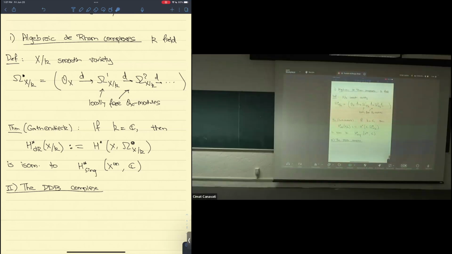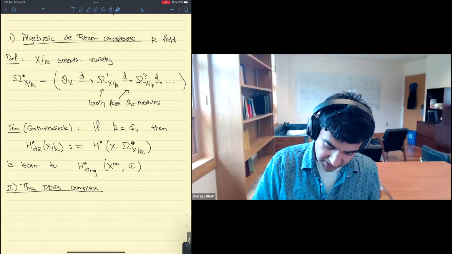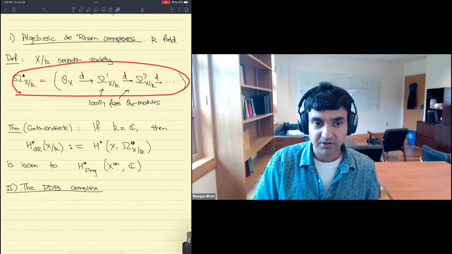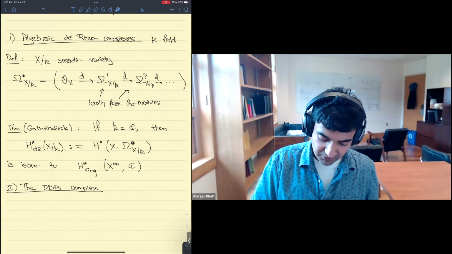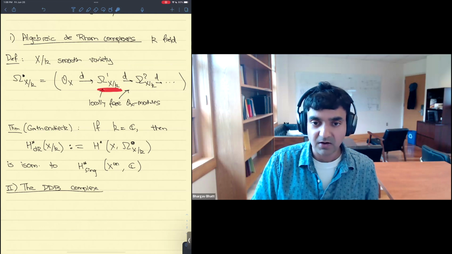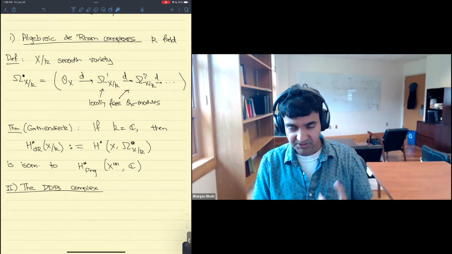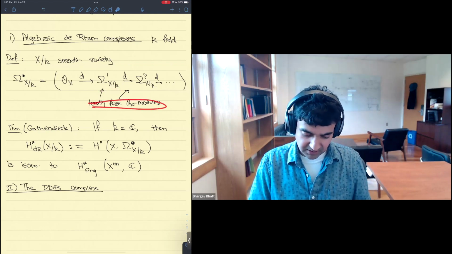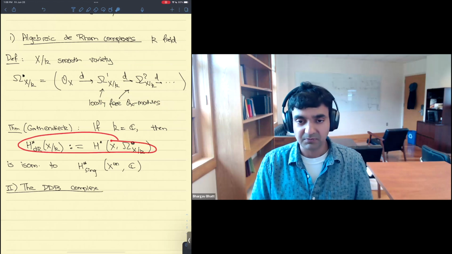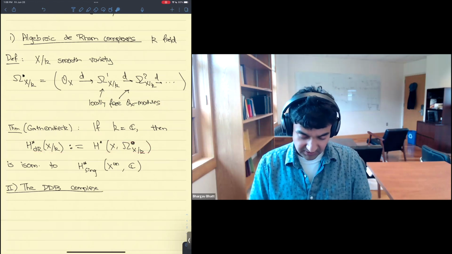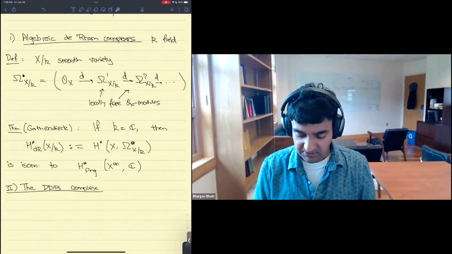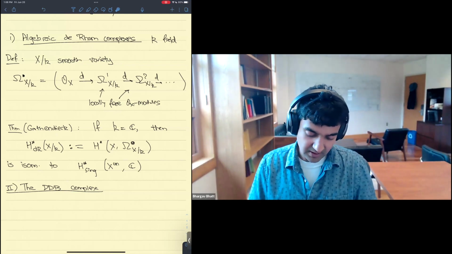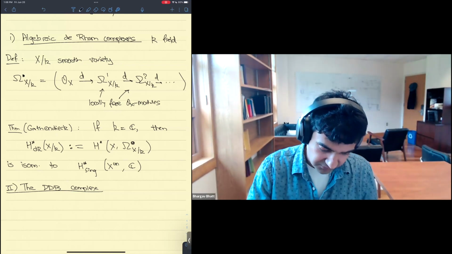Maybe I should first explain why it's not obvious what to do. I mean, you can certainly write down this complex I've written over here in the singular case. All the terms are well defined. It makes sense. But if X is not smooth, then omega-1 is not a very good object to consider. For example, it's not a vector bundle. The analog of Grothendieck's theorem will fail if X is singular. And so the usual de Rham complex is not quite what you want to consider. And there's a way to fix it.